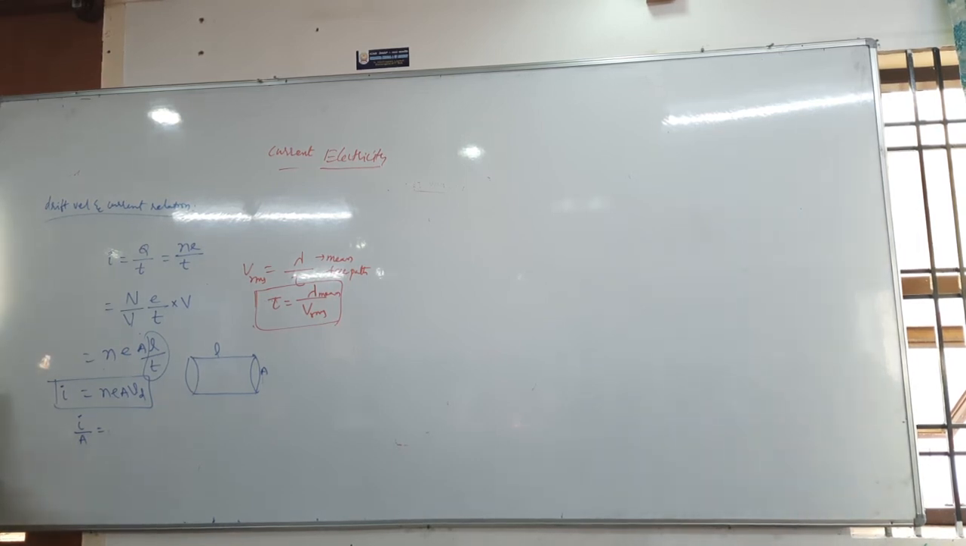Current per unit area, that is density. Current density J is equal to nothing but nEvd, simply. J is equal to nEvd. That is about the current density, and then here this is the current.